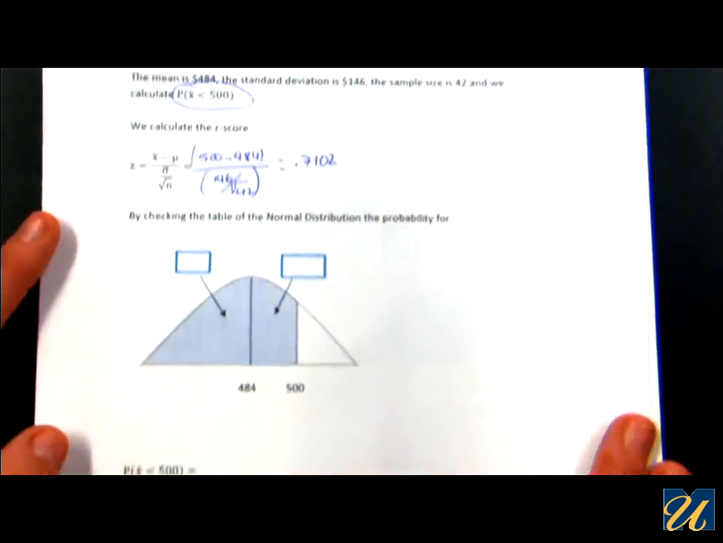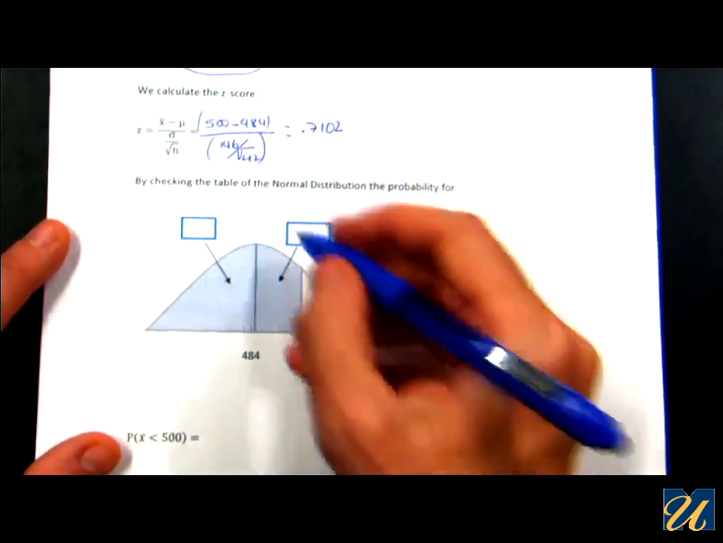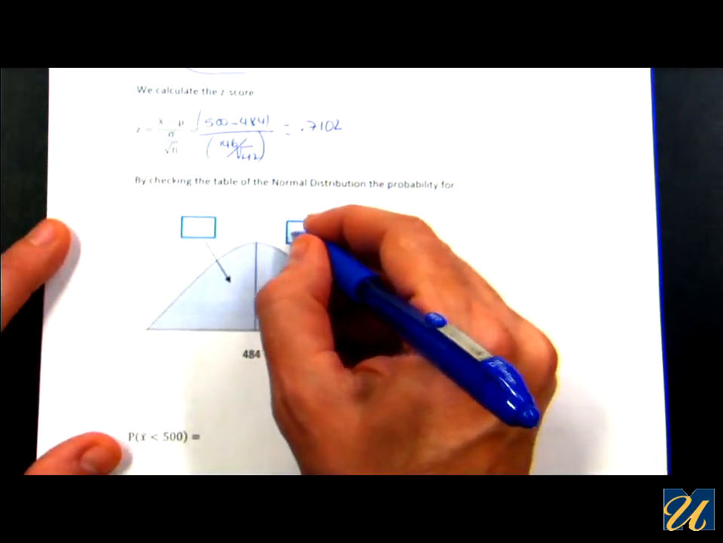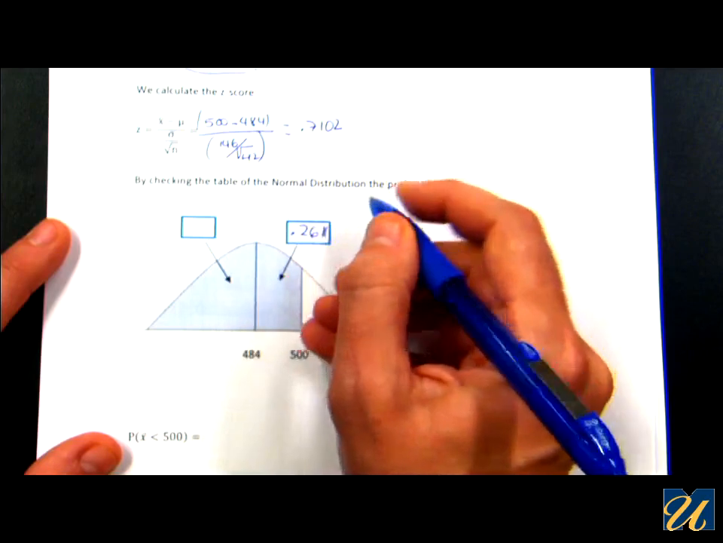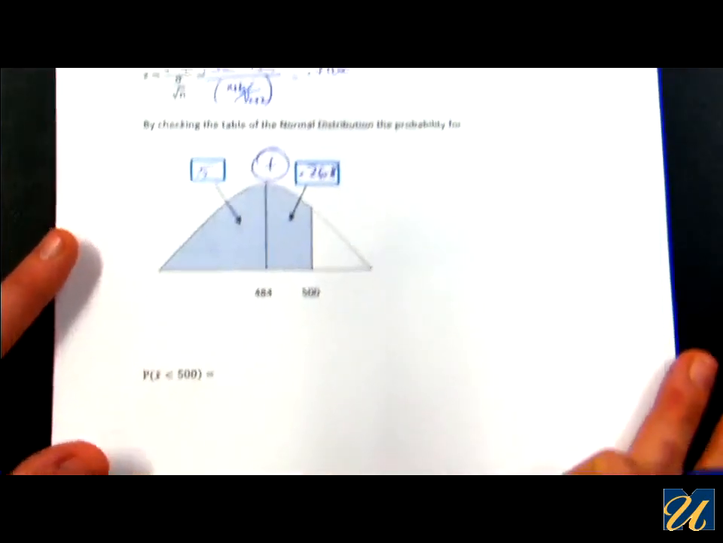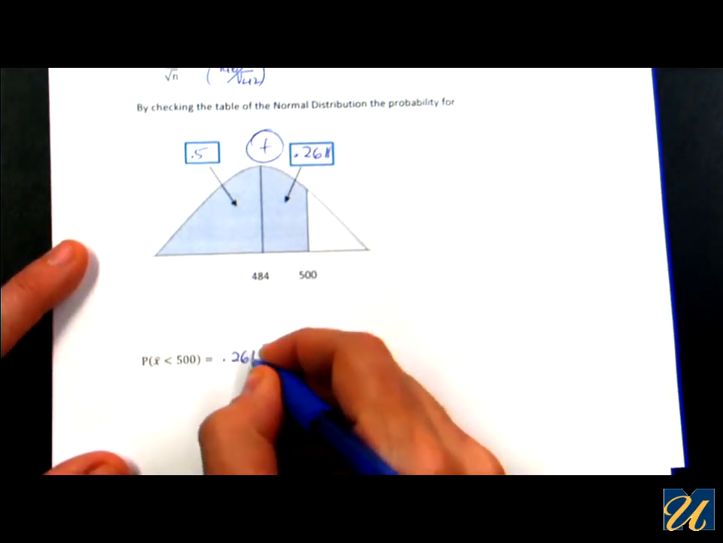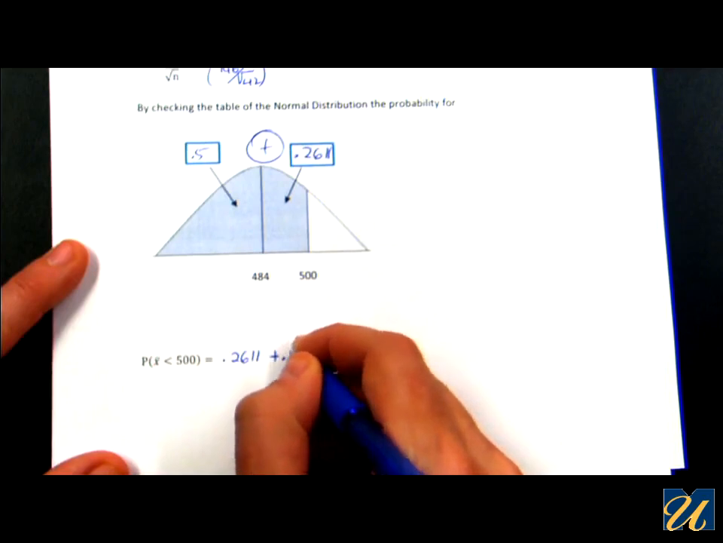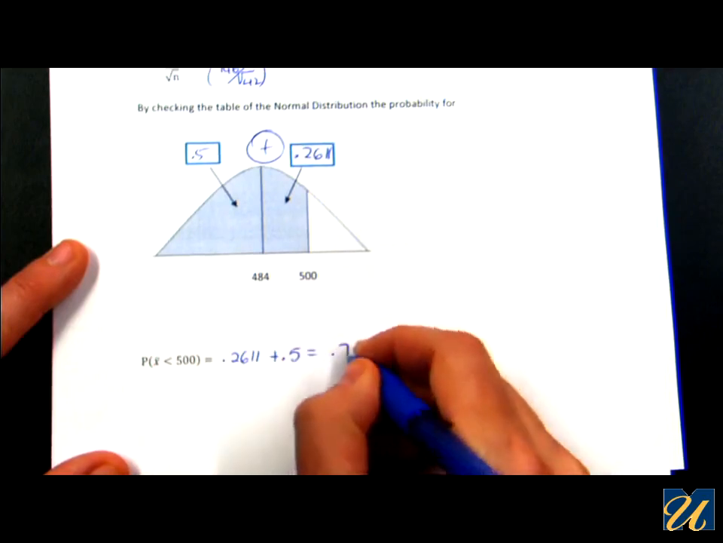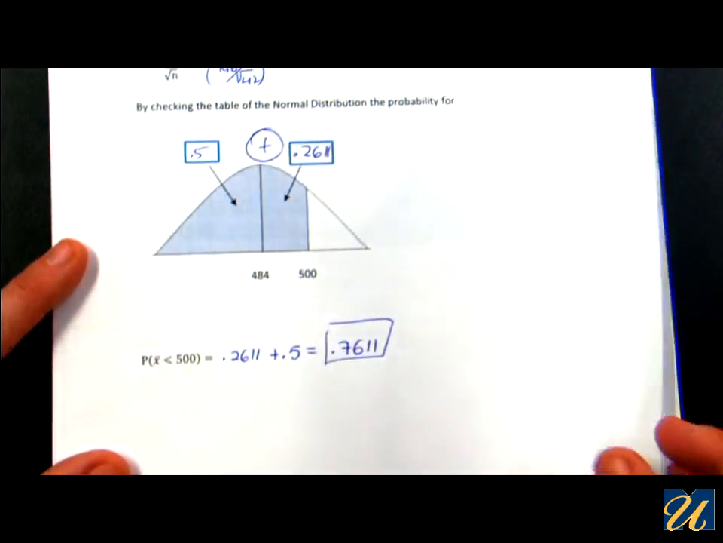0.7102. Again, you round to 2 decimals. You look up 0.71. 0.71 will give you a probability of 0.2611. This is 0.5. All you need to do is add the two probabilities. So 0.2611 plus 0.5, 0.7611 for the area, for the probability that I'm looking for.